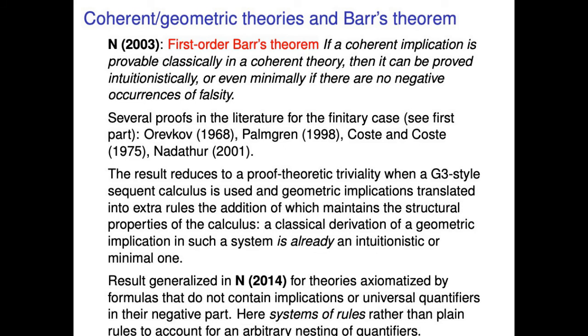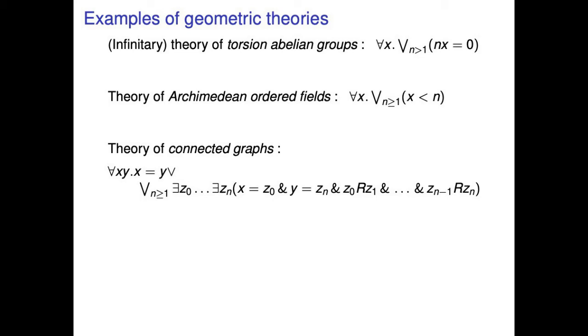Now I come to examples of geometric theories. So the infinitary theories. The axiom of the theory of torsion abelian groups is a geometric one, the theory of Archimedean ordered fields, or the theory of connected graphs: given any two points, either they are equal or there is a path that connects them.